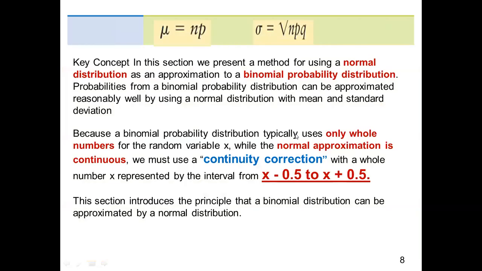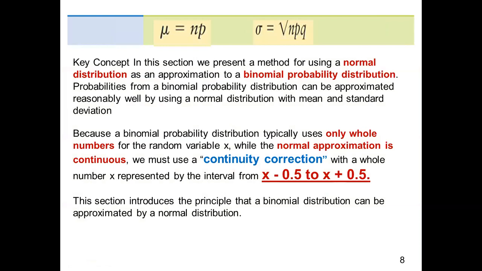All right, the key concept in this section: we present a method for using a normal distribution, a bell curve, as an approximation to a binomial distribution. Probabilities from a binomial distribution can be approximated using a normal distribution with a mean and standard deviation.